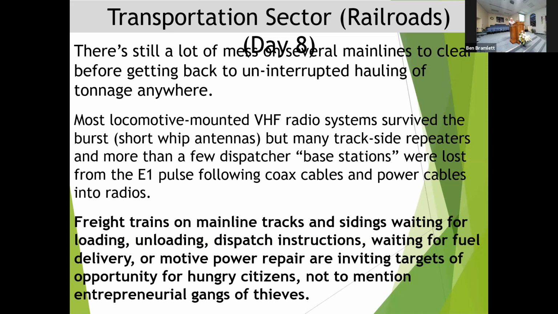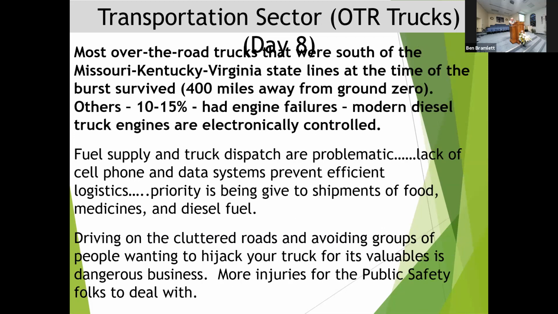Most of your locomotive radio systems are VHF. They will probably survive. Most of them will survive, but the trackside repeaters and the dispatcher base stations will probably be damaged somewhat because of the E1 pulse, again, following coax cables and power cables. The freight trains on the mainline tracks and sidings waiting for fuel delivery or motive power repair are going to be targets. Over the road trucks, most of those will probably continue running.